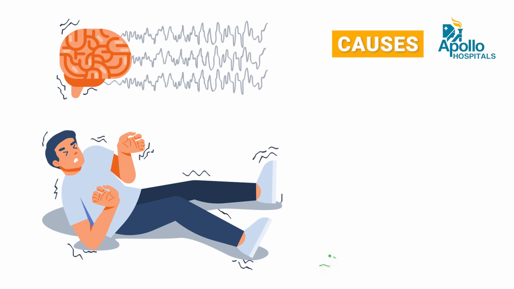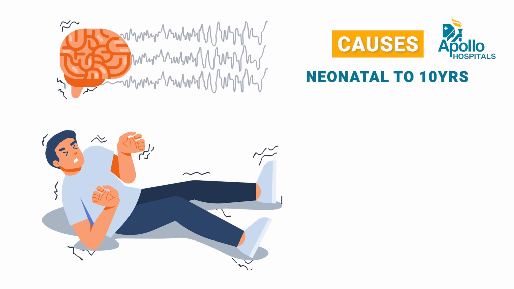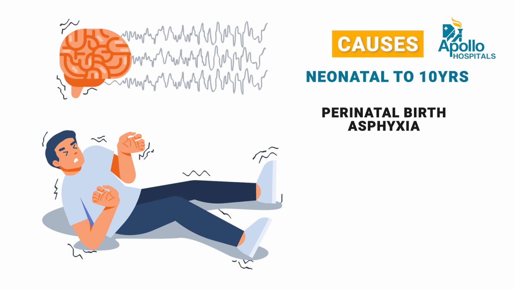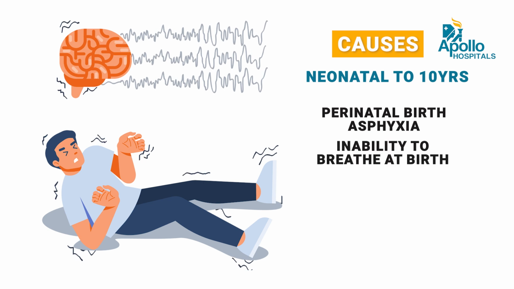There are many causes for epilepsy in the early age, especially in neonatal age and infantile age, and up to 5 to 10 years. The most common causes are perinatal birth asphyxia, related to the process of delivery in the antenatal period. There can be reduced oxygen supply to the brain, and that can lead to brain damage.